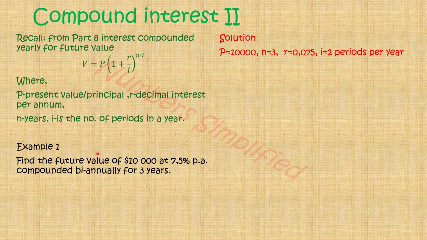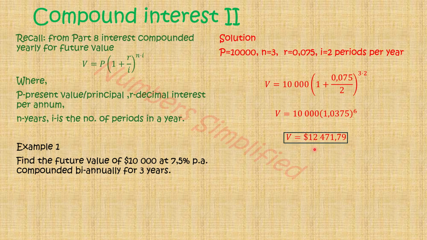So if it is biannually, it means that we have 2 halves, the first half and the second half in each year. So in total, we would have 6 periods. Now we come to substitute into the formula. So we see that we have all those values substituted into the formula. The next thing is to simplify our working so that we have inside the parentheses or brackets 1.0375 raised to the power 6, since we have the 6 periods. 1 period is half a year. Now simplifying further, we have the answer is V being equal to $12,471.79.